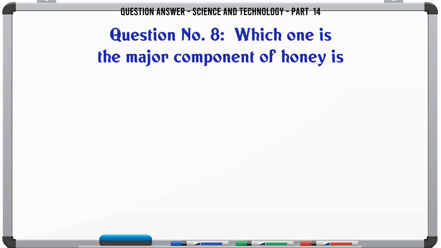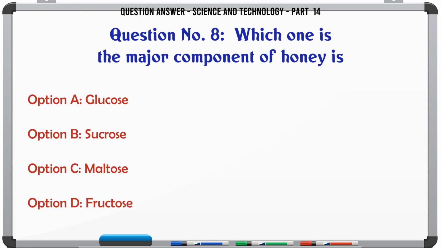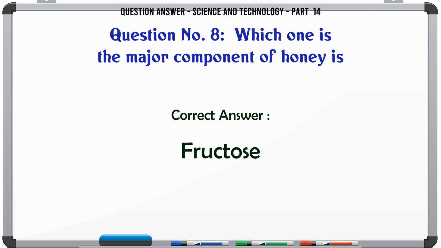Which one is the major component of honey? A. Glucose. B. Sucrose. C. Maltose. D. Fructose. The correct answer is fructose.